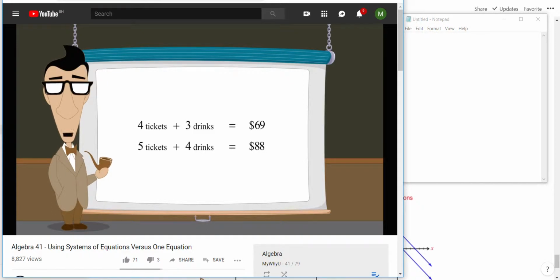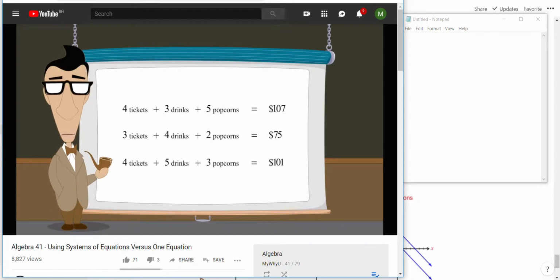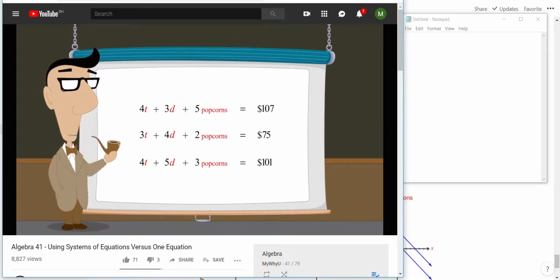But what if instead of two groups of people who buy tickets and drinks, there are three groups of people who buy tickets, drinks, and popcorn? This problem now has three unknowns: the price of a ticket, the price of a drink, and the price of popcorn, which we could represent by three variables: t, d, and p.